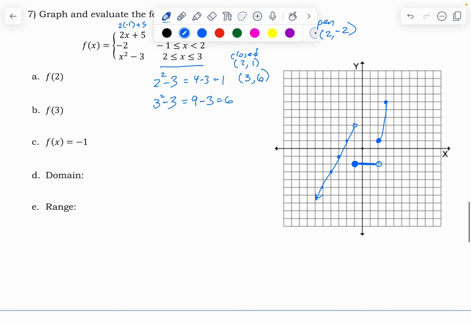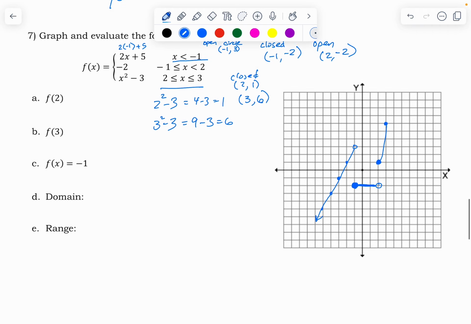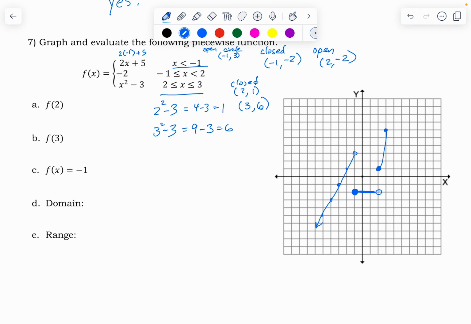Now let's look and see what they ask. F of 2, we can look at the graph here. And notice f of 2 would give us these two values perhaps, but we just want the one at the closed circle, and so that's equal to +1. F of 3 is going to be the other end of that. Well, we just saw that f of 3 gave us this 6 right here.